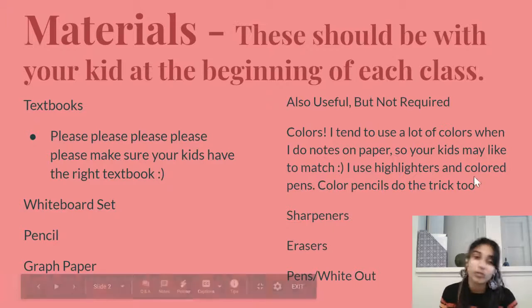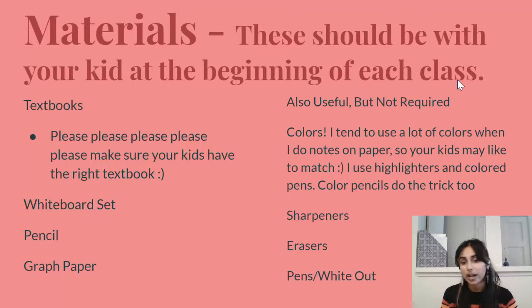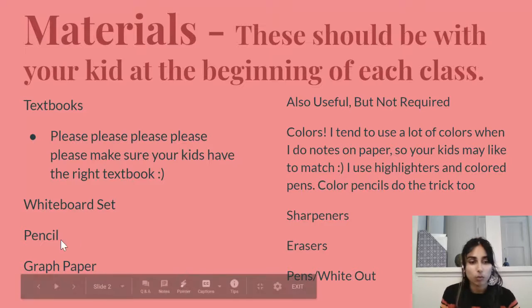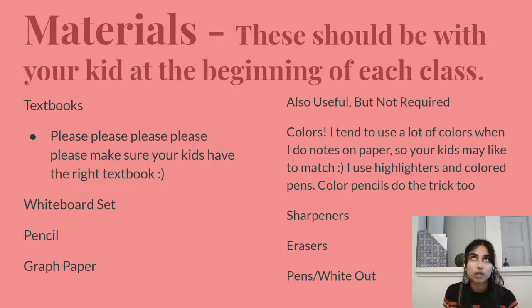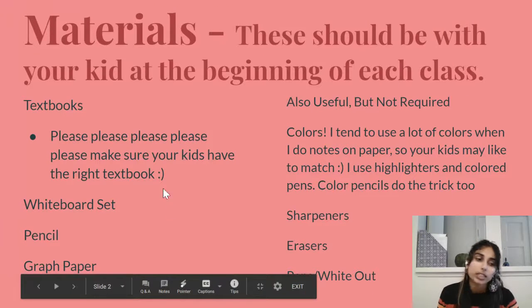Something else that is very useful for your students would be to have a few other colors with their pencils. I tend to use color whenever we do notes, just so I can highlight different things for the children, especially when it comes to diagrams and graphs. They may also need sharpeners, erasers, if they prefer pens and whiteout, whatever materials that they will need for the beginning of class, they should have it at the beginning. But most important is this stuff over here on the left side. All right.